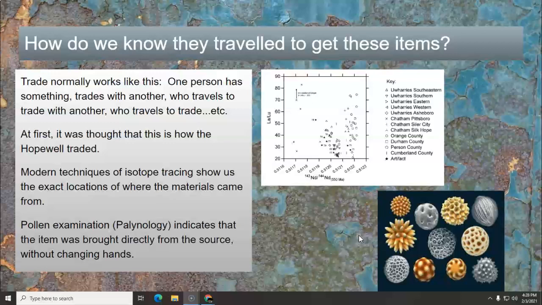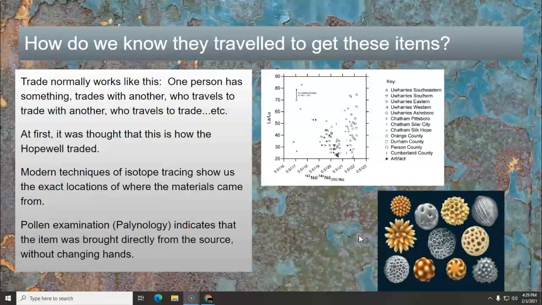And that's what people first thought the Hopewell did, was they went from these little cultural sites to cultural sites and back again, just kind of like a chain reaction. But that's not what they did. And they didn't find this out until recently, like within the last 20 years. They used isotope tracing, which shows us exact locations of where the materials came from. That's why we know that, oh, this shark tooth came from Little River, this obsidian came from Yellowstone, this silver came from the border of New York and Canada, etc.